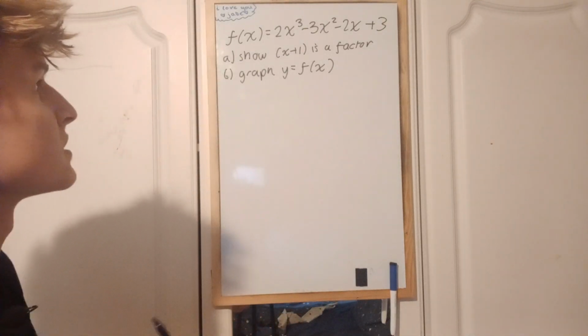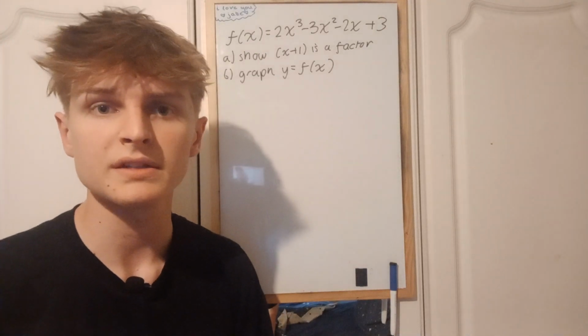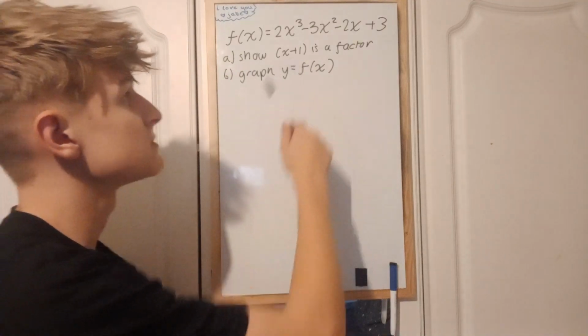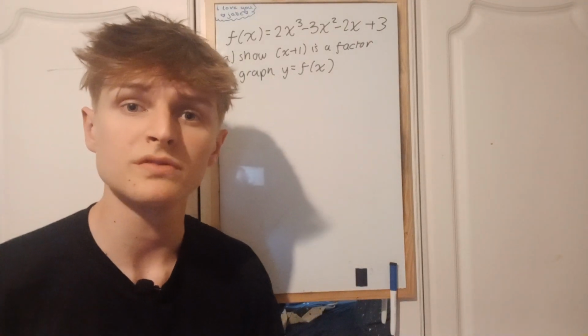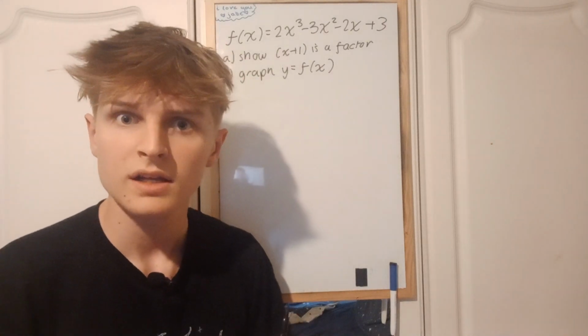Okay, so let's think about the end game here. If we want to graph y equals f of x, we're going to need to solve f of x equals 0 completely, right, to get all the points of intersection. So after we show x plus 1 is a factor, we're going to have to use polynomial division to get the quadratic factor and then solve for all the roots. So let's just get into it, shall we?